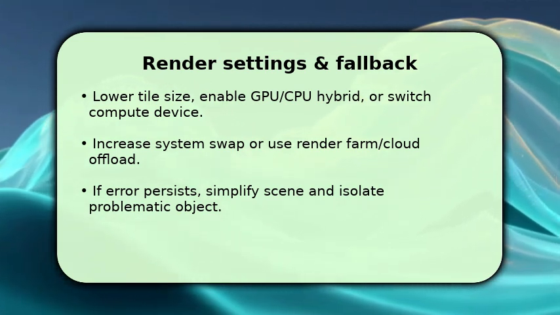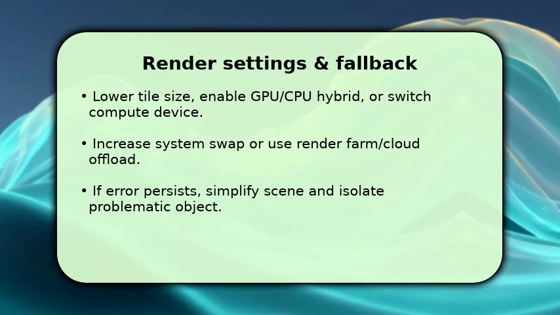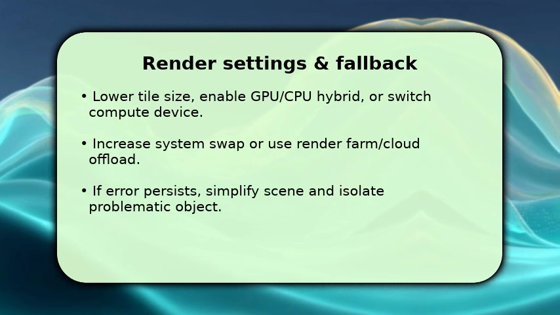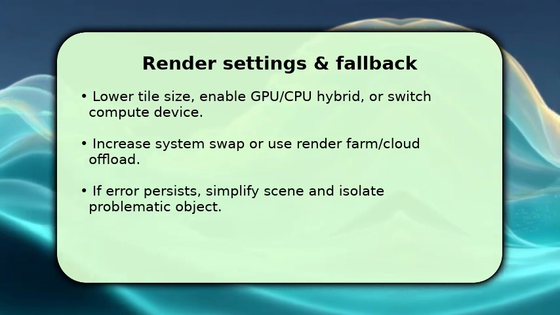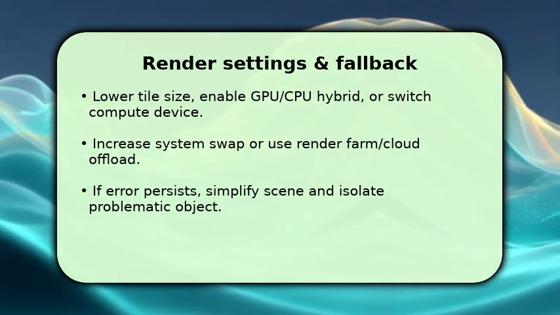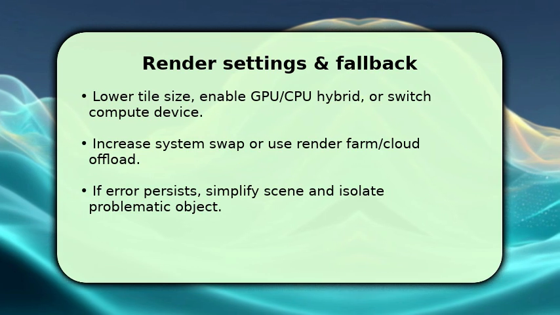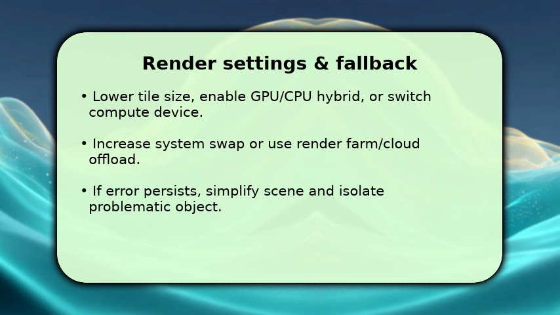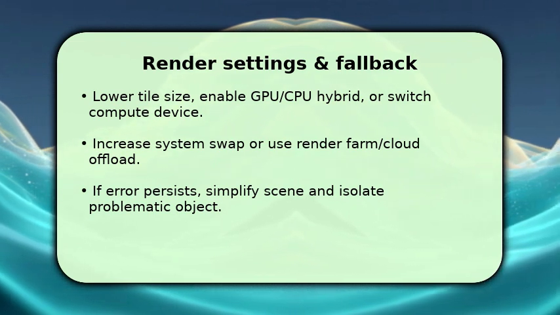If local RAM is insufficient, increase swap or offload the job to a render farm or cloud instance with more memory. If you still hit out of memory, simplify the scene progressively and isolate the offending object or shader. Rendering in parts. If things go wrong, try rendering a single layer to identify the exact culprit.